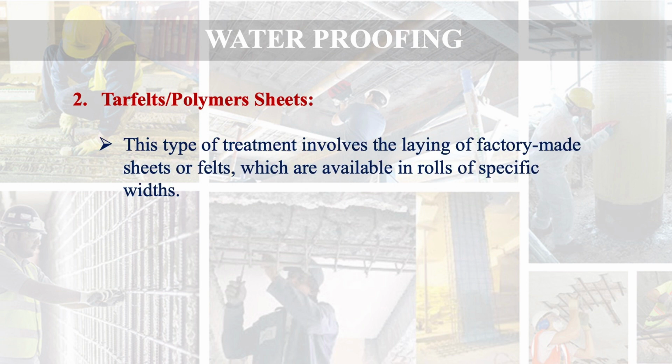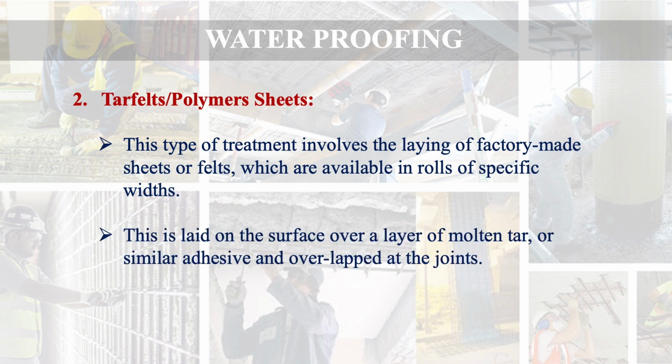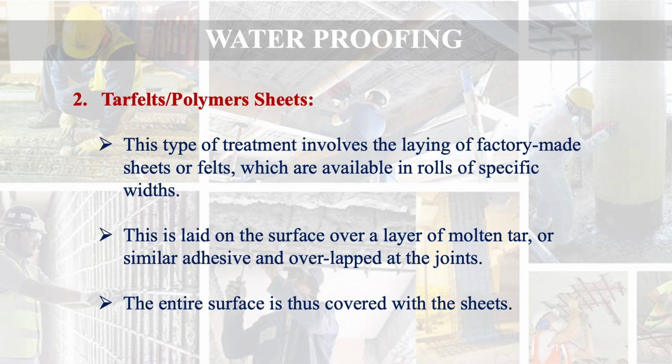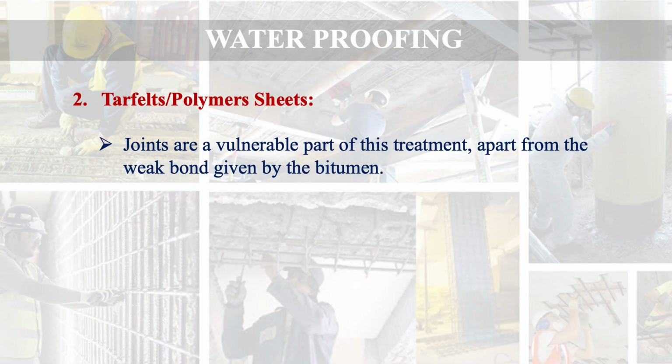This type of treatment involves the laying of factory made sheets or felts which are available in rolls of specific width. This is laid on the surface over a layer of molten tar or similar adhesives and overlapped at the joints. At the joint, it should be overlapped. The entire surface is thus covered with the sheet. Here there are some problems. Joints are the vulnerable part of this treatment, apart from the weak bond given by the bitumen.